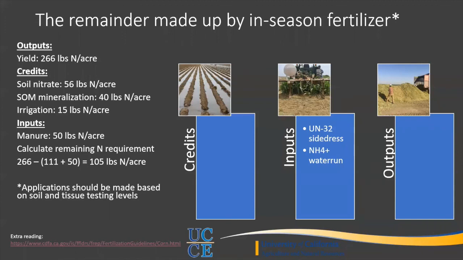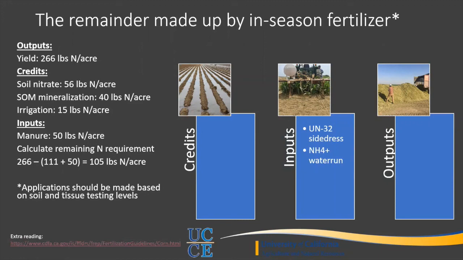So now that we've calculated our credits and determined what nitrogen is going to be available to the plant from the input of solid manure incorporated pre-plant, what's left for us now is to calculate the remaining crop nitrogen requirement that needs to be met by fertilizer. So we'll take our initial goal of 266 pounds and then subtract our credits of 111 pounds and our manure nitrogen availability of 50 pounds, and what we're left to make up by fertilizer for the crop nitrogen requirement is 105 pounds of nitrogen per acre.